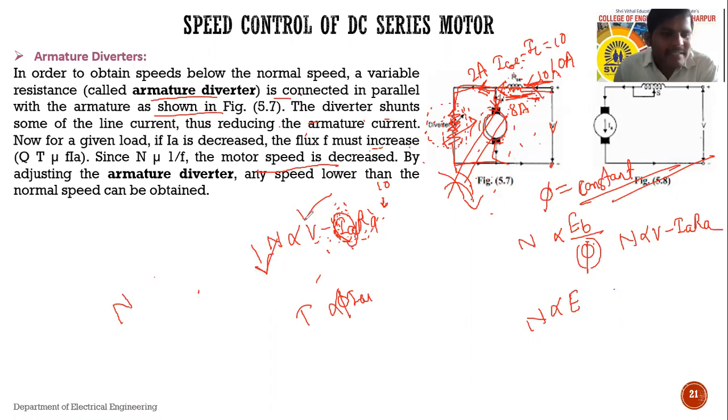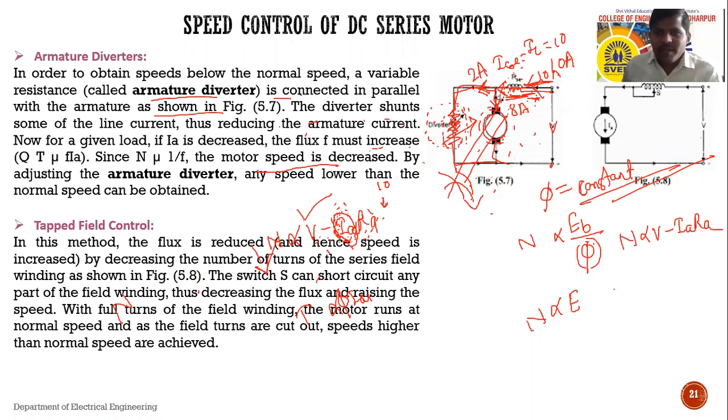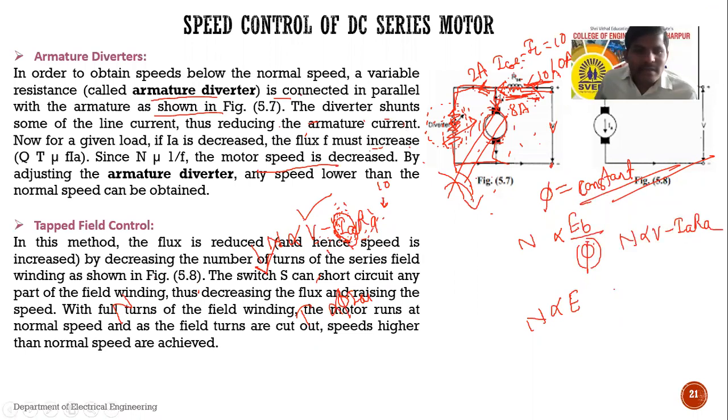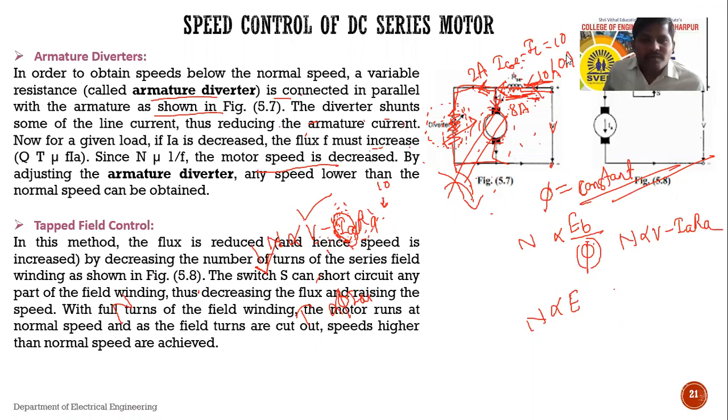Now see, by adjusting the armature diverter, any speed lower than the rated speed can be obtained. By adjusting the field diverter, we are able to obtain the speed below that of rated speed, or any speed lower than that of rated speed. Rated speed च्या lower speed आपण काय करू शकतो, obtain करू शकतो. Okay, so this is one technique related to speed control, that is armature diverter. Now see, the next technique, that is tapped field control.